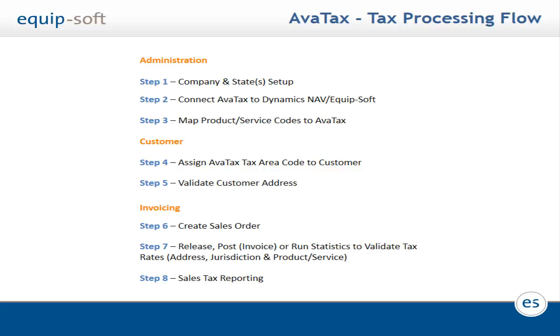Let's say you create a sales order, you release it, you run statistics. For those of you who are using the software today, you press F9, or you go ahead and post that transaction, and it will calculate the taxes for you. And of course, finally, when you want to see your tax reports, you go to AvaTax to run those reports. It's that simple.